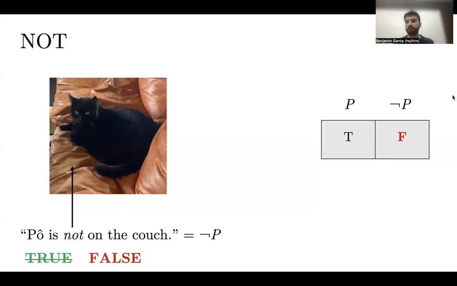This should be intuitive, right? This is just a fancy way of writing, for example, if I say the sky is blue, that's true. And if they say the sky is not blue, then that's false.